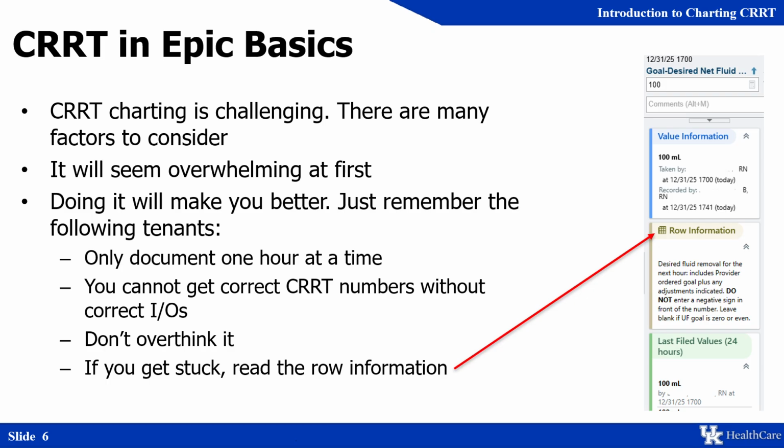Also, if you don't have your intakes and outputs correct, you're never going to get good CRRT information. Try not to overthink it. Let the flow sheet do the heavy lifting for you. All you got to do is document the numbers. And if you ever get stuck, remember there is row information for almost every type of row in CRRT. You may have to unminimize it in your sidebar. However, it's going to be a big advantage for you.